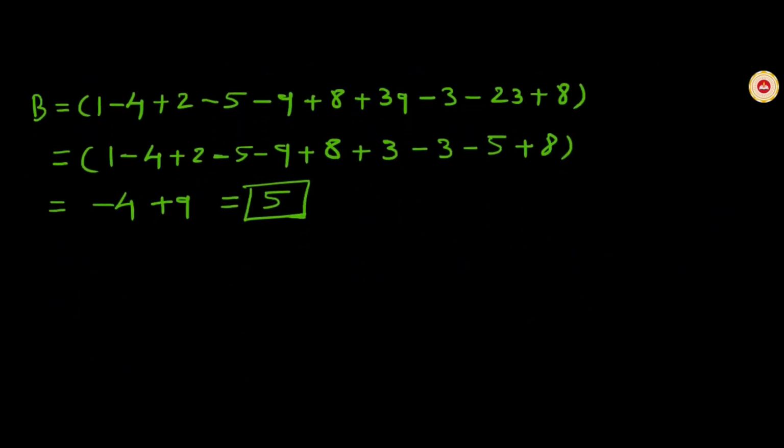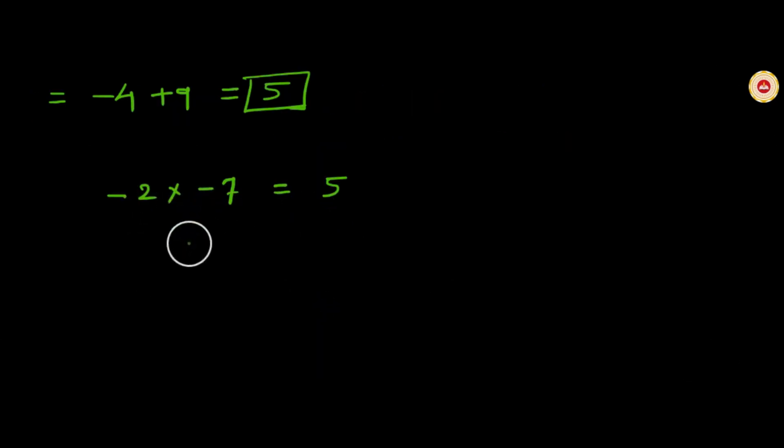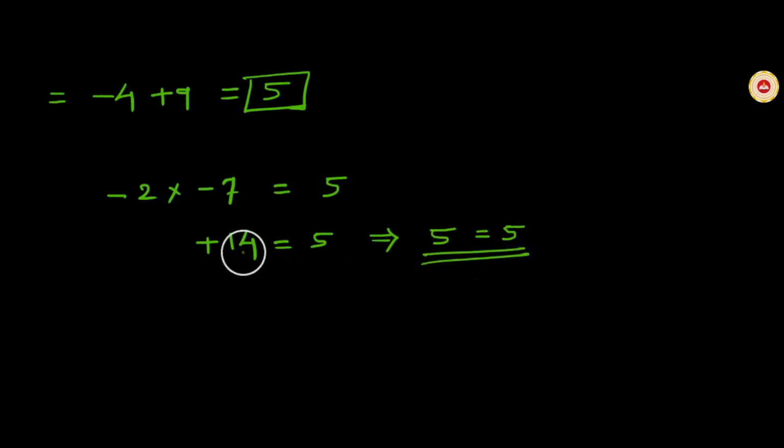Let me write here. Minus 2 multiplied by minus 7 should be equal to this 5. Minus 2 multiplied by minus 7, how much? 2 sevens are 14, plus 14, minus minus plus, should be equal to 5. Let us add these two digits, 1 plus 4, 5. Right? So 5 equals 5. The left hand side and right hand side are the same, equal. It means that we are correct. Our answer is correct. Right?